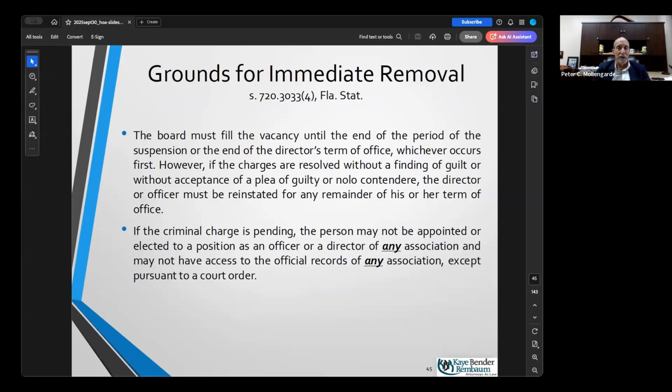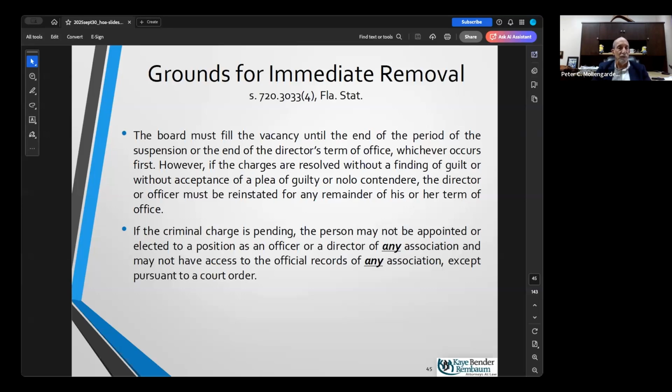If the charges are resolved without a finding of guilt or without acceptance of a plea of guilty or nolo contendere or no contest, the director or officer must be reinstated for any remainder of his term of office. Again, these are not permanent removals, okay? But as long as those charges are pending, you're off the board, but they need to be dismissed or dropped in order to be reinstated.